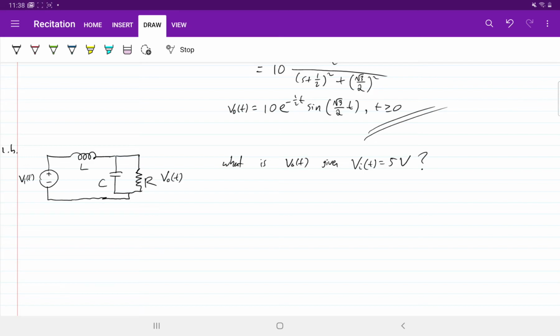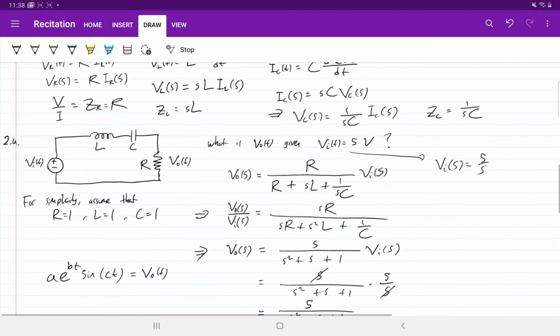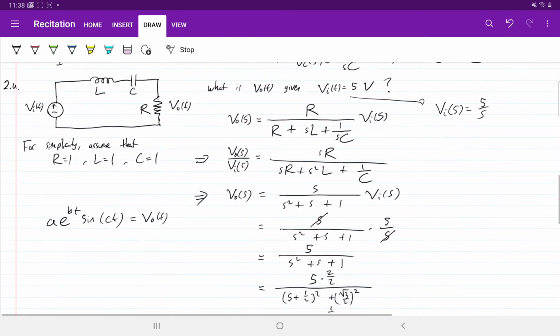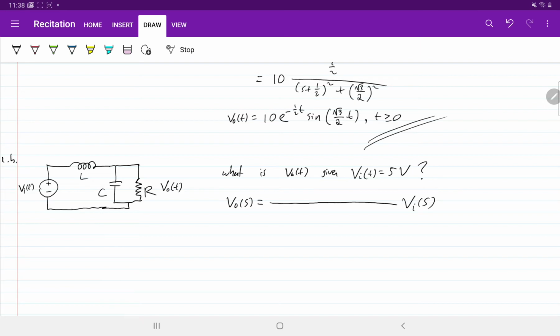Okay, again, so we will do the circuit analysis in the Laplace domain. So V0 of S, the output voltage, is something multiplied by the input voltage. Again, we will be using voltage division. So what is the impedance of this parallel circuit from the capacitor and the resistor?